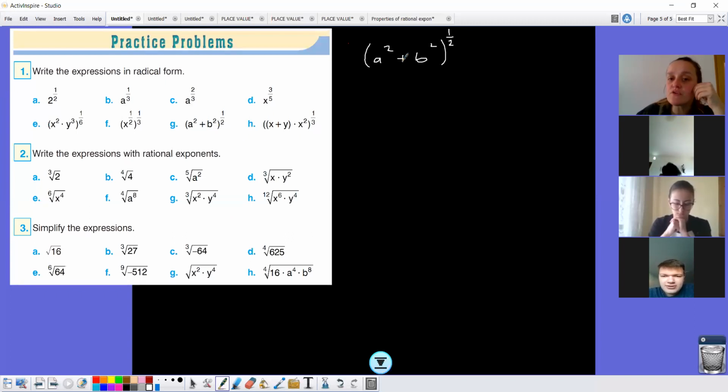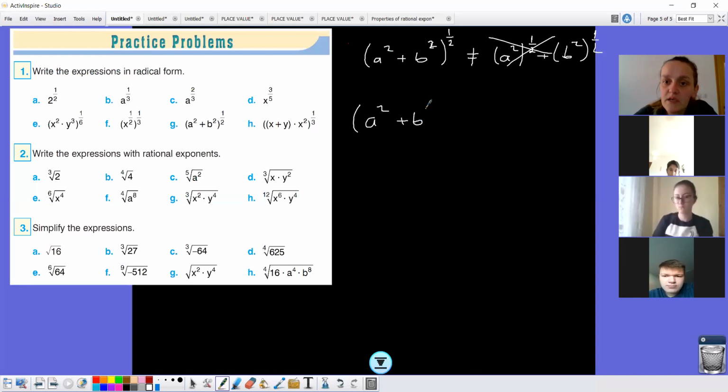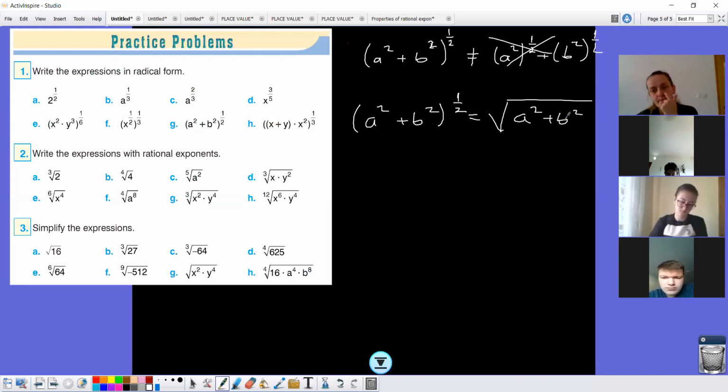Here, in these cases, because you have plus between the terms in the parentheses, a squared plus b squared, you cannot write this one. This is not correct, okay? A squared to the power of 1/2 plus b squared to the power of 1/2. This is not correct, okay? You cannot do this one. The only thing that you can do here, because it says write the expression in radical form, is that a squared plus b squared to the power of 1/2 is equal to the square root of a squared plus b squared, okay?